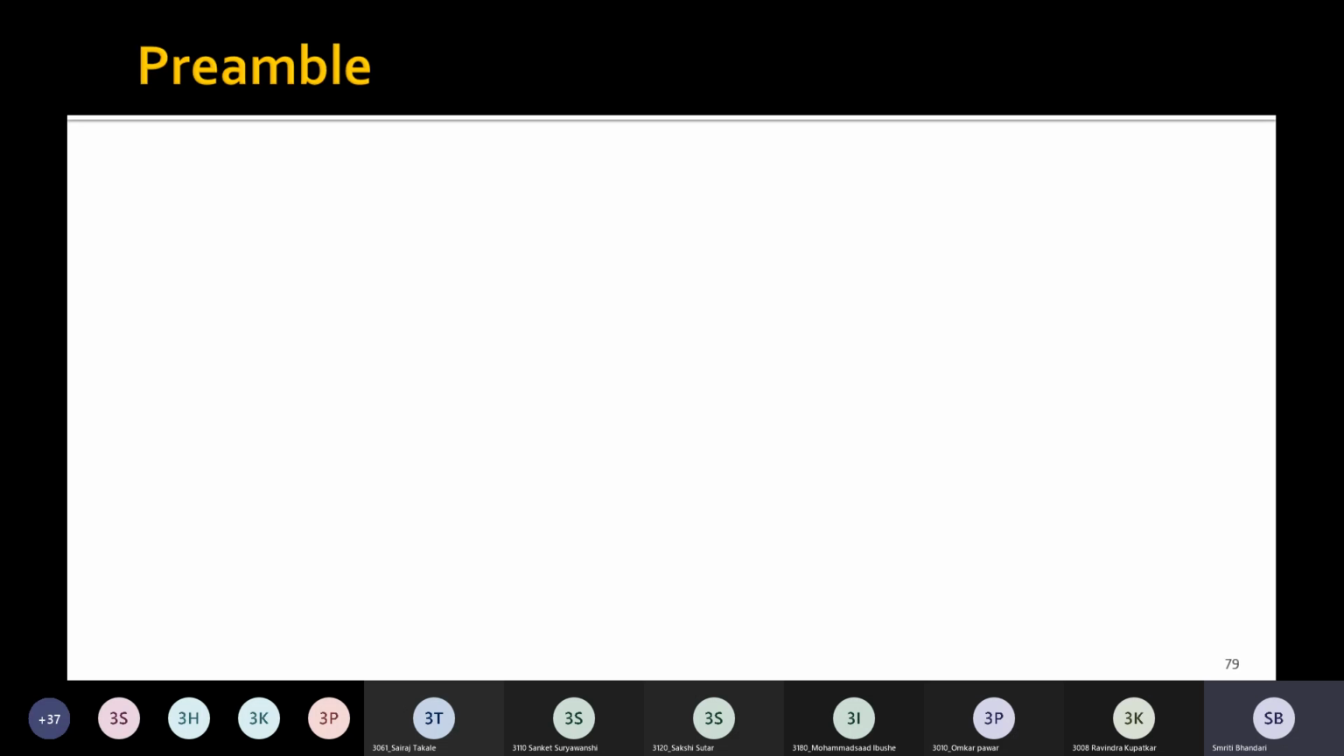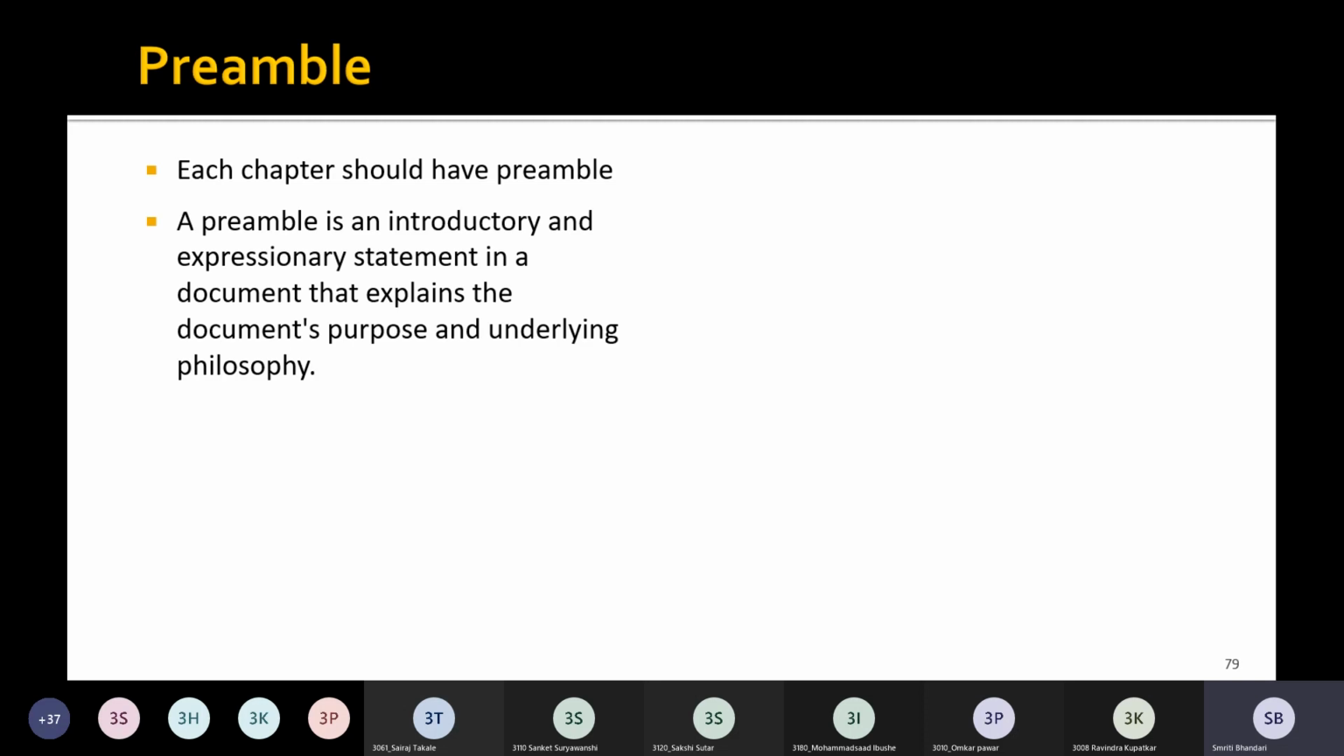So we talked about the preamble, right? And we have seen that if we are writing a technical report and if it has several chapters, sections or subsections, then each chapter should have some preamble. So it should not be the case that after giving the title to the chapter or the title of a section, immediately we start with bullets. No, it should not happen. Whenever we write any chapter, we should first write some introductory part for that chapter. So a preamble is an introductory and explanatory statement in a document that explains the purpose of the document or the underlying philosophy why we are writing that chapter or that section.